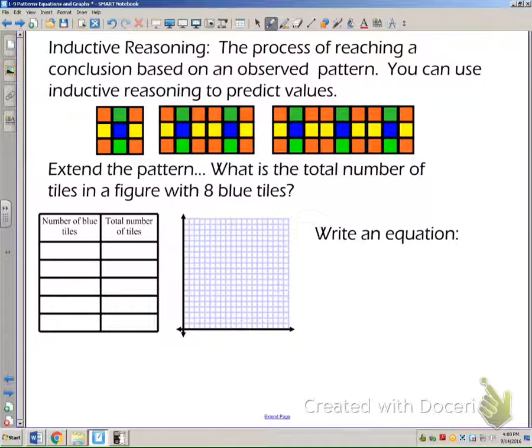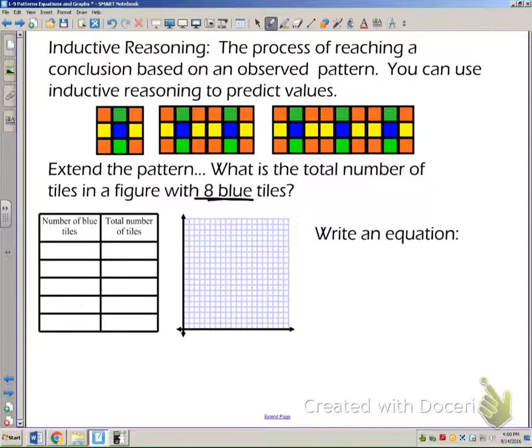So I'm looking at this pattern here. I can see there's clearly a pattern. I've got one blue one, then I've got two blue ones. The next set I've got three blue ones, so I can assume that in the next one I'm going to have four blue ones. So to extend the pattern, I want to know what is the total number of tiles in a figure with 8 blue.